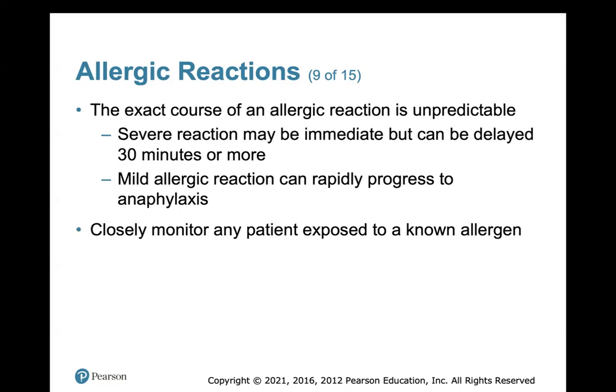The exact course of an allergic reaction is unpredictable. That's why it's so dangerous. A severe reaction can be immediate. It can happen as soon as you come in contact with that allergen, or it can be delayed. It can happen 30, 45 minutes, an hour later, and you just don't really know. A mild allergic reaction can rapidly progress to anaphylaxis. So you want to treat any kind of allergic reaction with great seriousness because it can progress to full-blown anaphylaxis, which is the life-threatening condition.